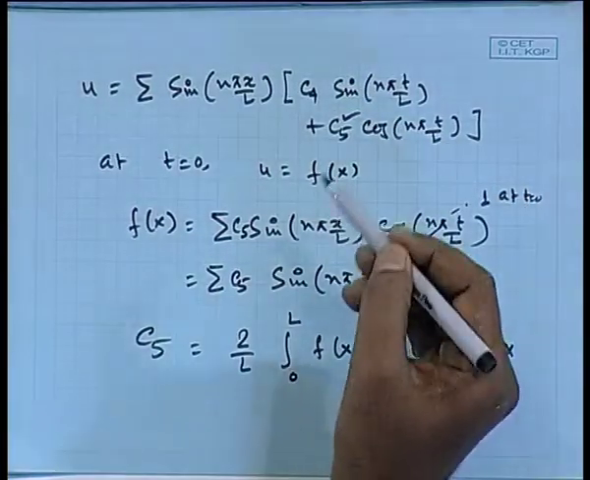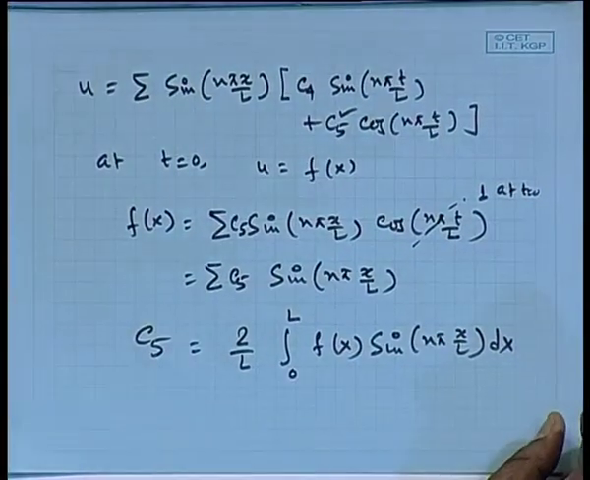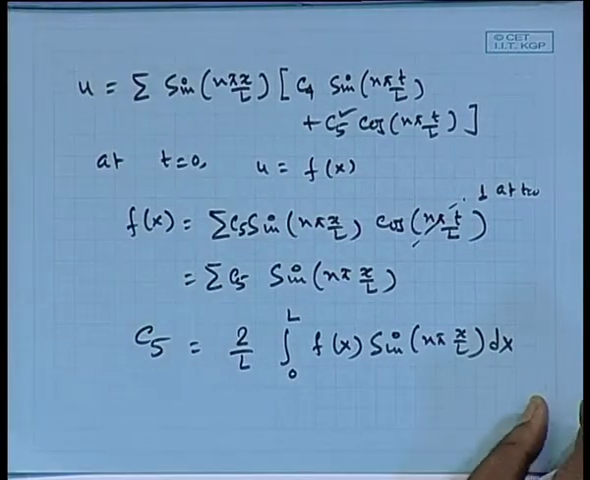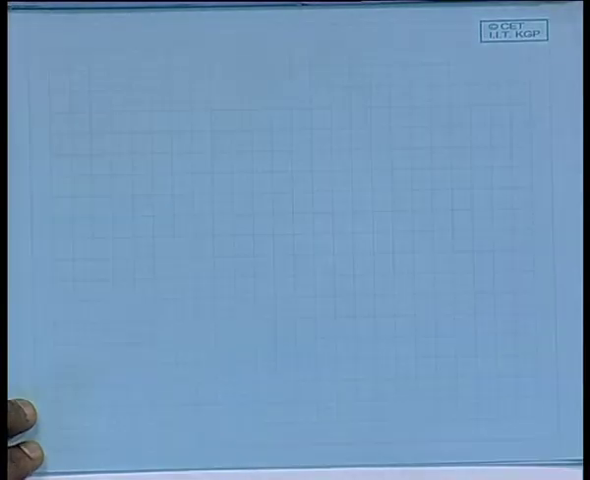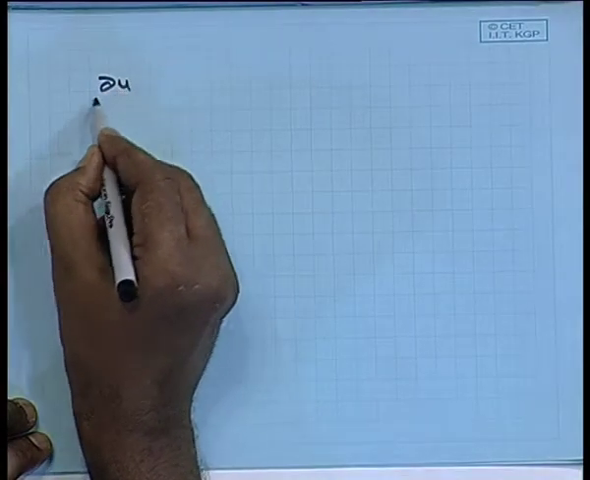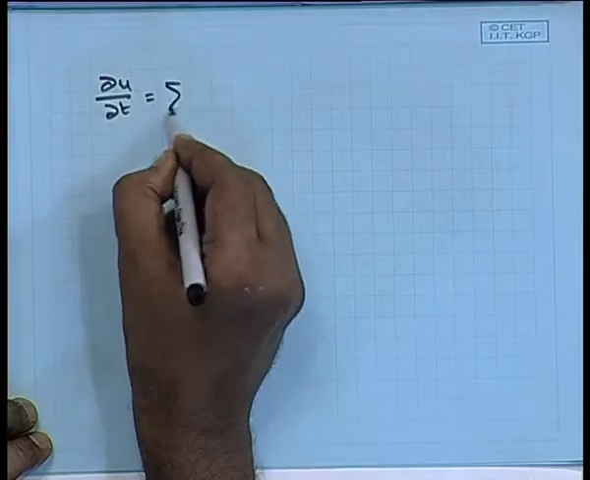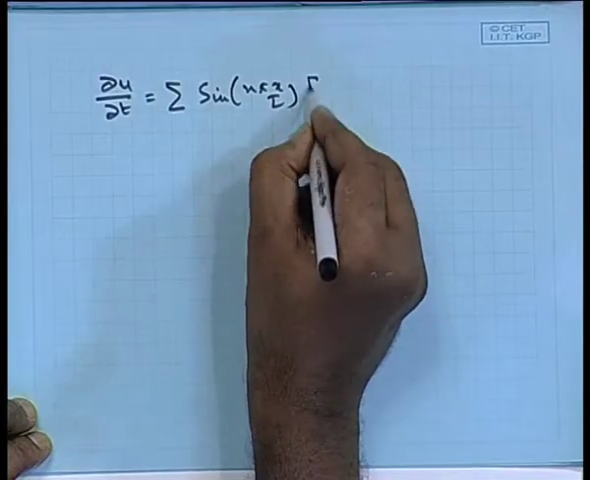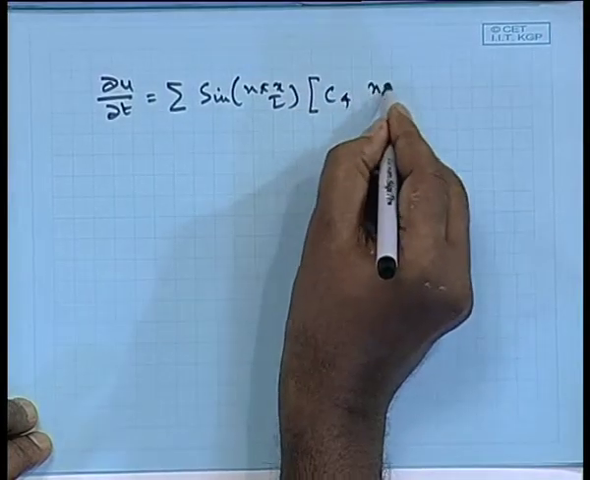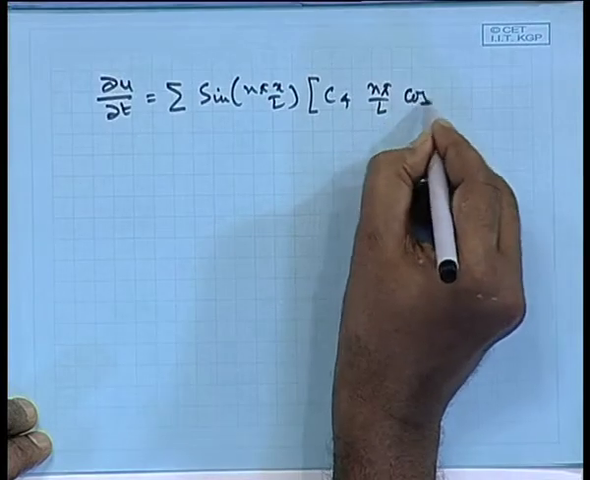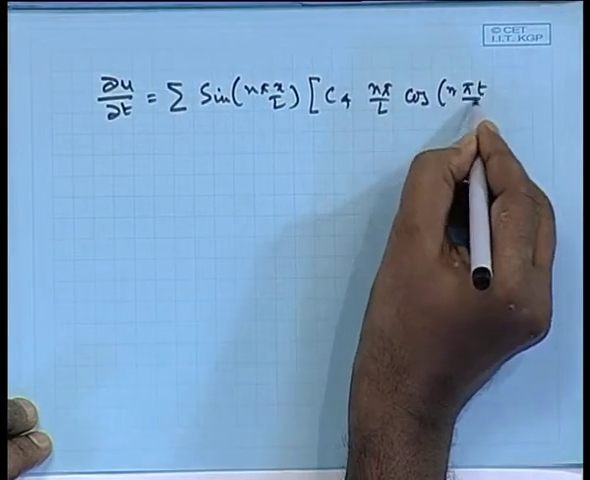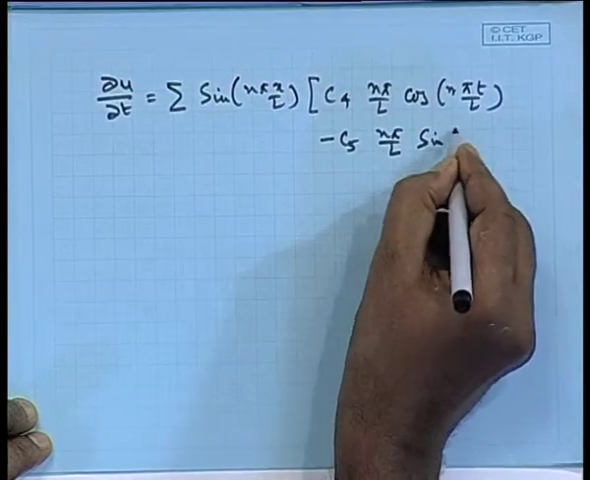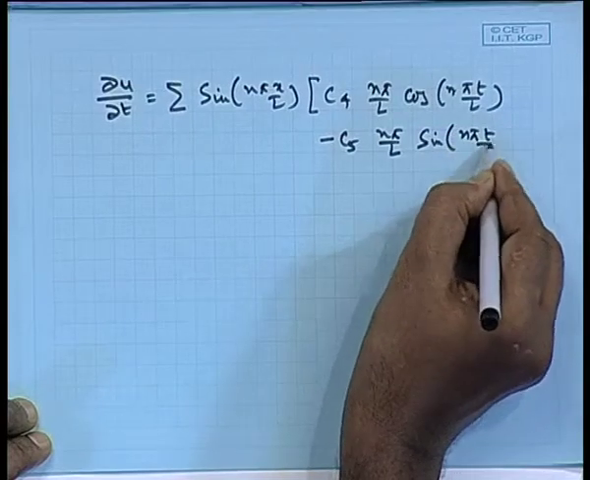Now, what is left is C 4. For C 4, we use the other initial condition, that is at t equal to 0, del u del t is equal to some h x, right. U was this. So, what is del u del t? Del u del t is summation sin n pi x by L times C 4 n pi by L cosine n pi t by L minus C 5 n pi by L sin n pi t by L, bracket close.